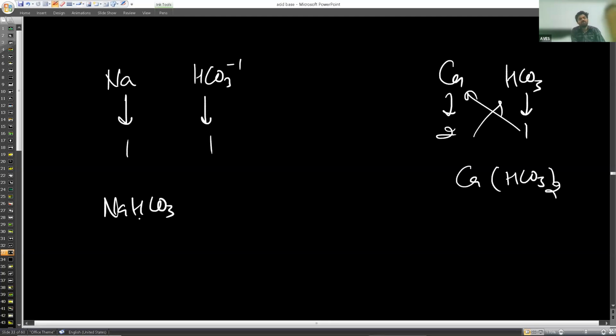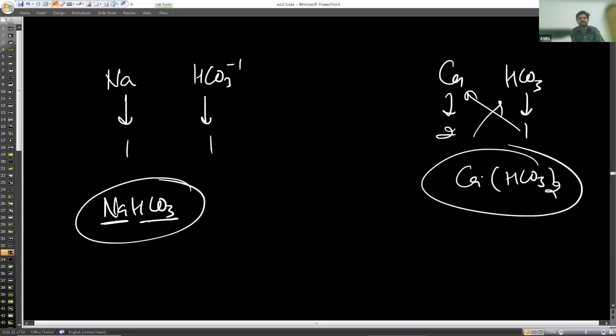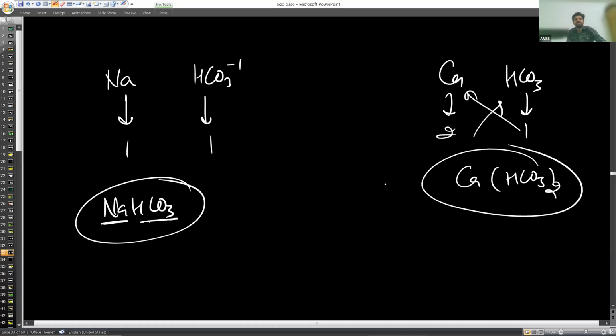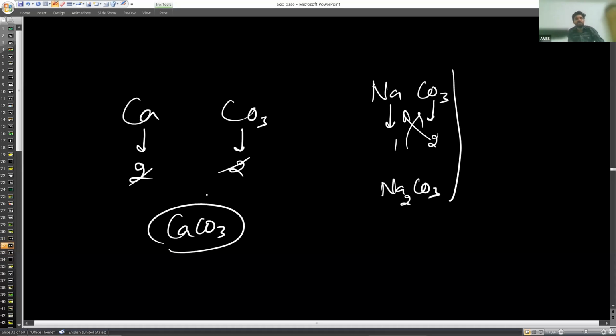So this is metal hydrogen carbonate. The name of this compound is sodium hydrogen carbonate, and the name of this compound is calcium hydrogen carbonate, but they both are metal hydrogen carbonates because the metal is attached with the hydrogen carbonate group. In the previous one, you can check, the metal is attached with the carbonate group, so it is known as metal carbonate.